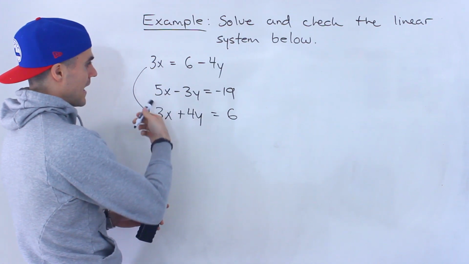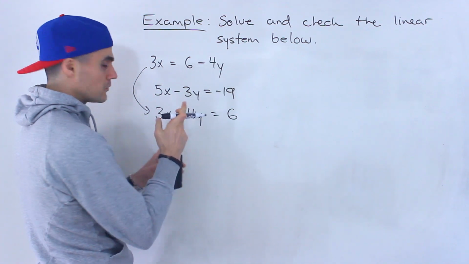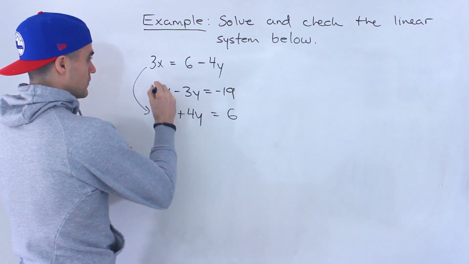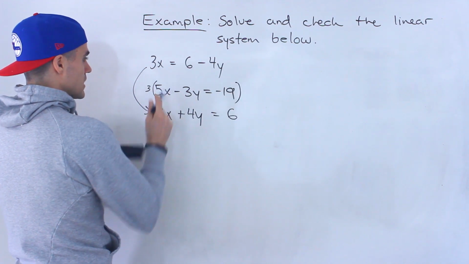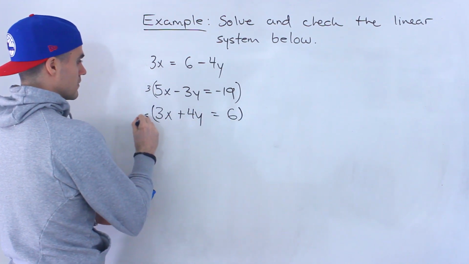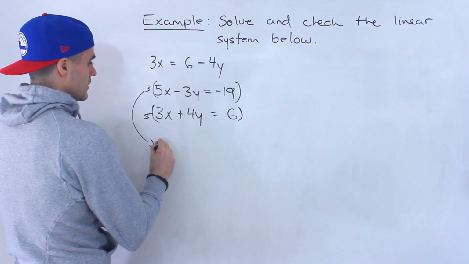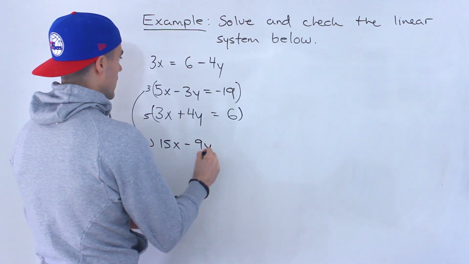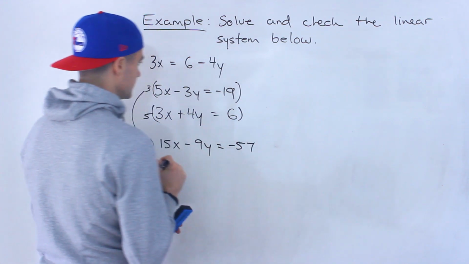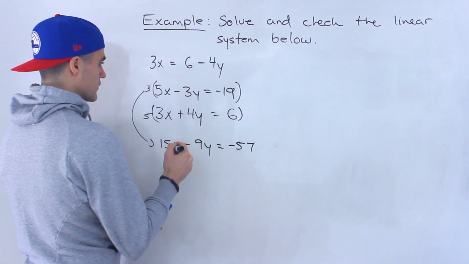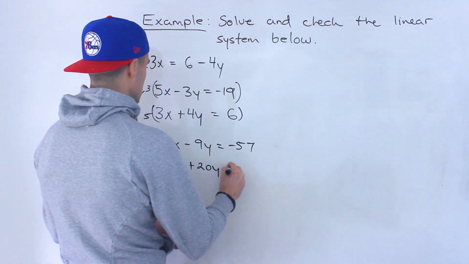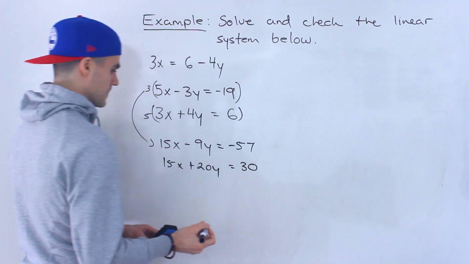Then we want to choose whether we want to get rid of the y's or the x's. I'm going to get rid of the x's. So we have to find the lowest common multiple between 3 and 5, which is 15. I would multiply everything here by 3, and everything here by 5. So we would end up with 15x minus 9y equals negative 57. Then over here we would multiply everything by 5, so we'd have 15x plus 20y equals 30.